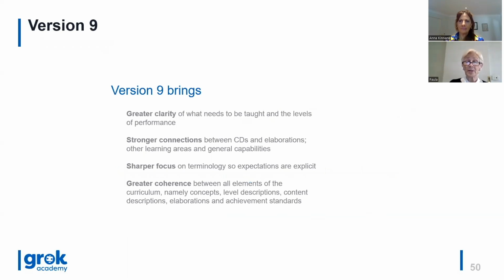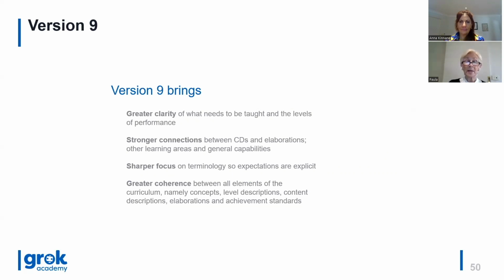So I'm getting close to wrapping up my segment. In a nutshell, I'm looking at these comparative statements. I think version 9 is providing you with greater clarity about what needs to be taught, as articulated in the content descriptions, and the levels of performance articulated in the achievement standards. There are far greater connections between the content descriptions and the elaborations, other learning areas and general capabilities, as illustrated by the screenshots that Anna has provided.